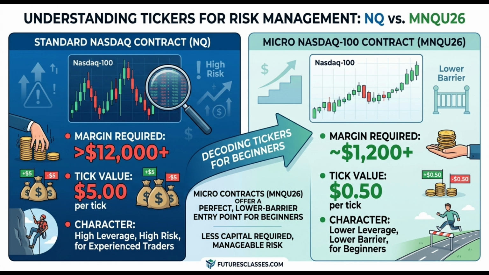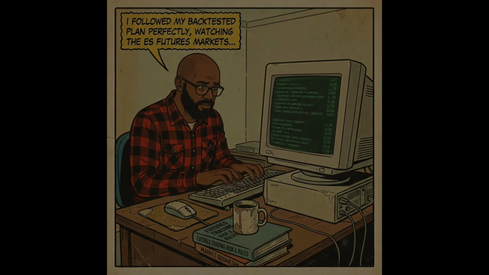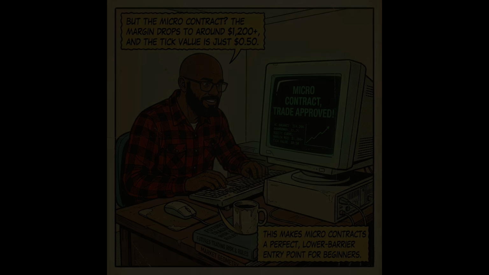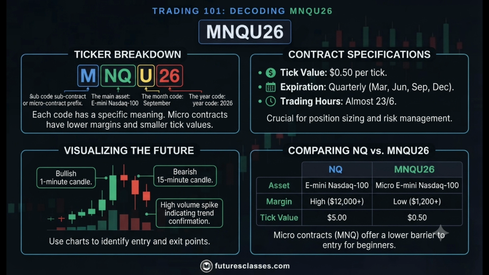Understanding these tickers is crucial for risk management. For example, look at the difference between the standard Nasdaq contract, NQ, and the micro contract, MNQU26. A standard NQ contract requires a high margin of over $12,000 to trade, and every single tick is worth $5. But the micro contract? The margin drops to around $1,200 plus, and the tick value is just 50 cents. This makes micro contracts a perfect lower barrier entry point for beginners.